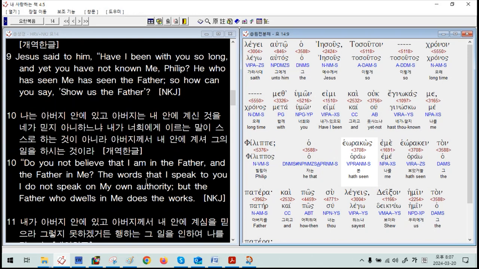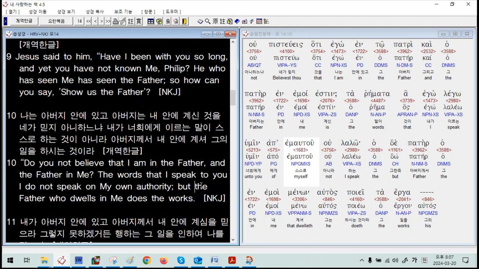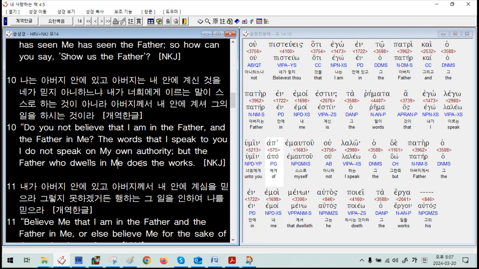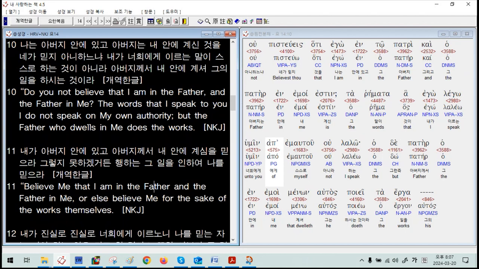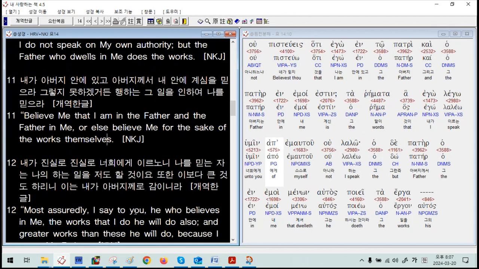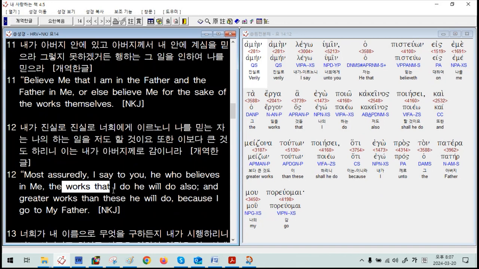Do you not believe that I am in the Father and the Father in me? The words that I speak to you, I do not speak on my own authority, but the Father who dwells in me does the work. Believe me that I am in the Father and the Father in me, or else believe me for the sake of the works themselves. Most assuredly, I say to you, he who believes in me, the works that I do, he will do also.